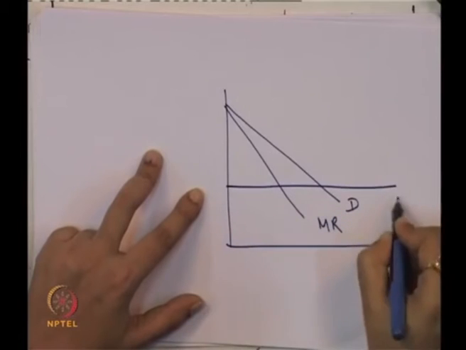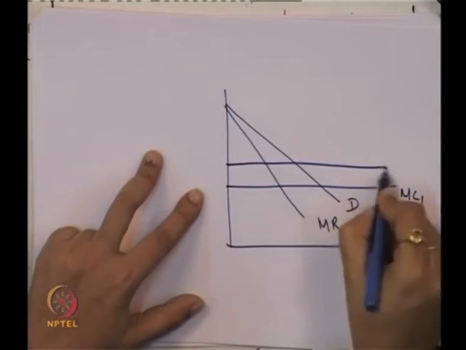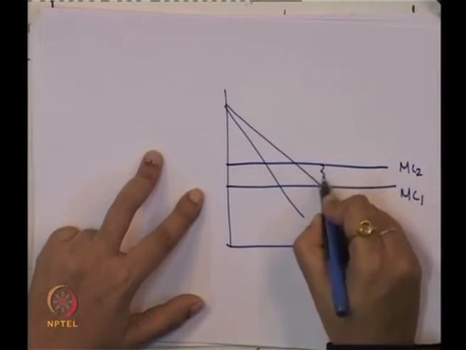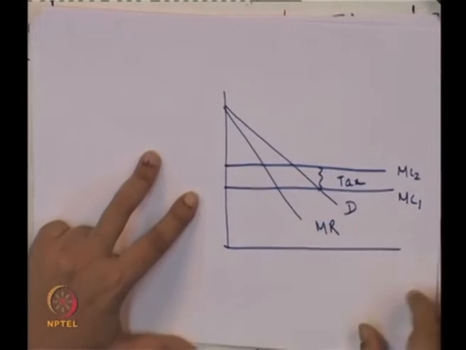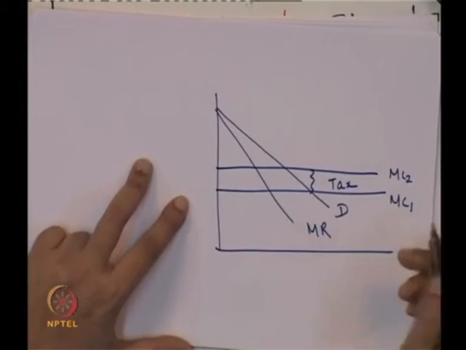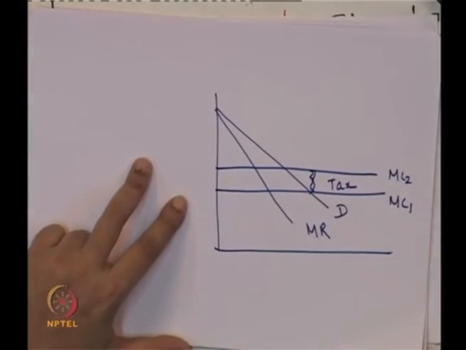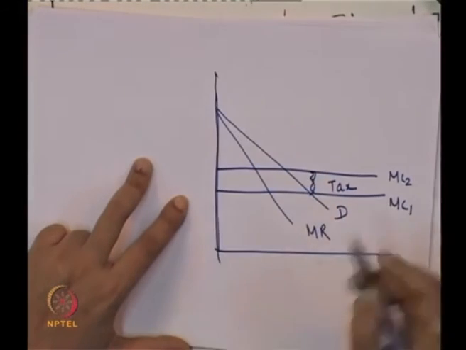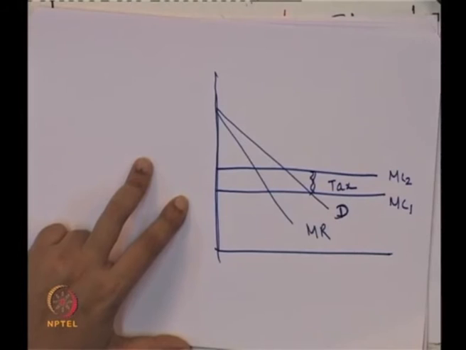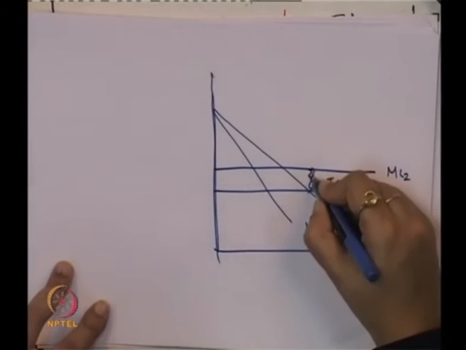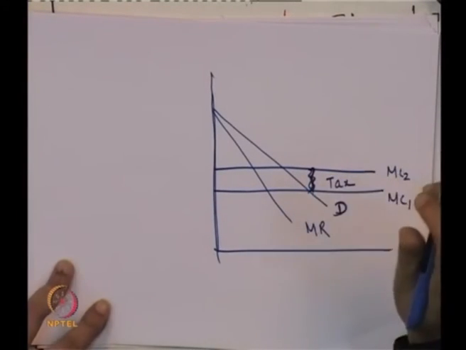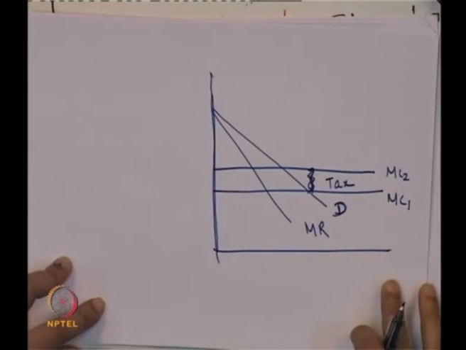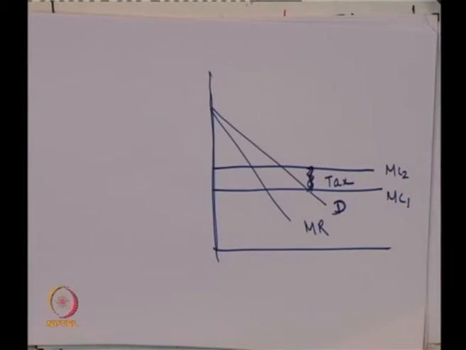So this is our marginal cost curve 1, this is our marginal cost curve 2, and the difference between marginal cost 1 and marginal cost 2 is the total amount of the tax. Now this is the demand curve, this is the marginal revenue curve. Now what is the difference? Here the question we need to address is whether all the amount of the tax is getting transferred to the consumer in terms of increase in the price. The answer is again no. Even if it is horizontal, still the increase in the price is not covering the entire tax amount.